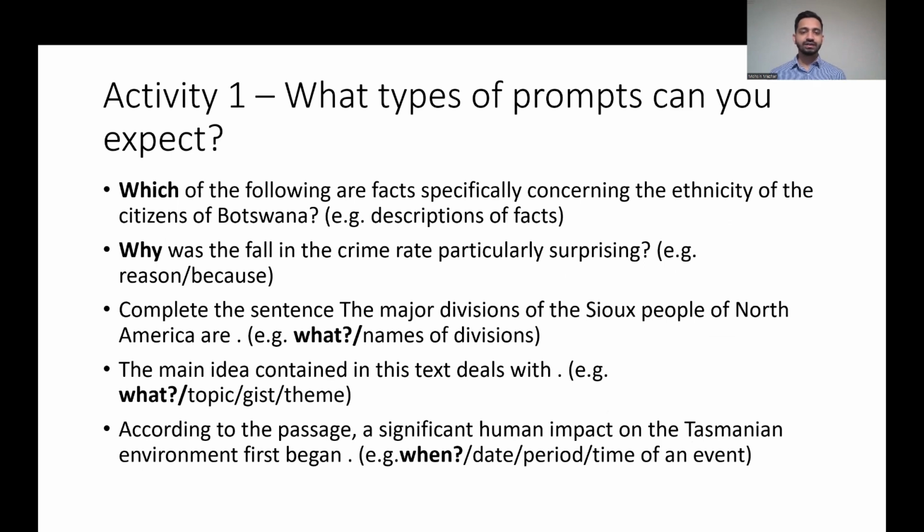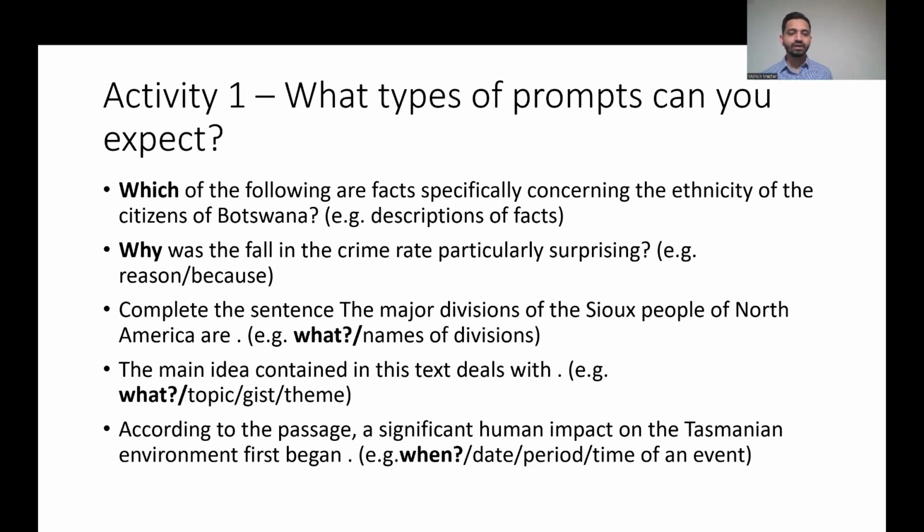Let's look at another question here. Which of the following are facts specifically concerning the ethnicity of the citizens of Botswana? Which of the following? So we're looking for the description of facts. We're looking for descriptions of facts that are specifically about the ethnicity of citizens of Botswana. Why was the fall in the crime rate particularly surprising? For example, reason, because we're looking for why. When we see why in questions such as this one, we're looking for a reason behind that.